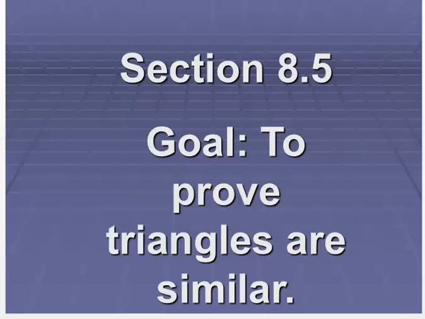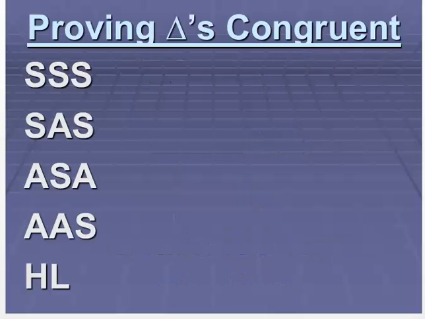Section 8.5, our goal is to prove that triangles are similar. We know that there are ways to prove that triangles are congruent. We did proofs for these for first term. We have SSS, which is side, side, side. SAS, which is side, angle, side, ASA, which is angle, side, angle, and AAS, which is angle, angle, side. There's also one called HL, which stands for hypotenuse leg.